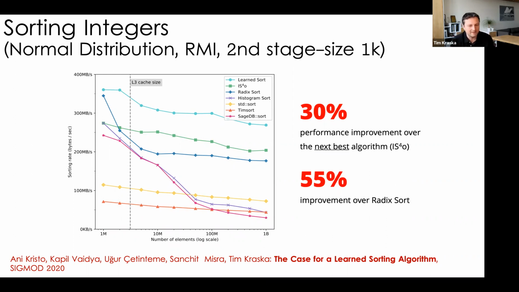Again, there's a downside, and this has mainly to do, as before, with duplicates. If you're sorting a whole bunch of duplicates, we are currently working on a version which gets as good as IS4O, so it's at least not worse. But the algorithm we had here in SIGMOD 2020, if you would use a ton of duplicates, the performance wouldn't be as great because the models don't work as well anymore. Make sense? Questions?